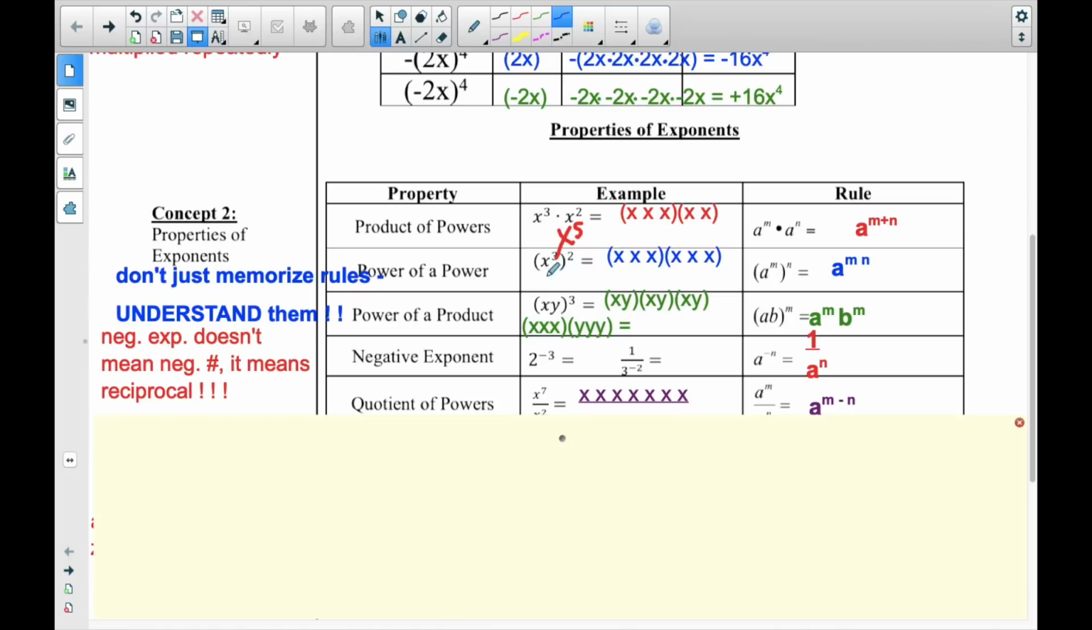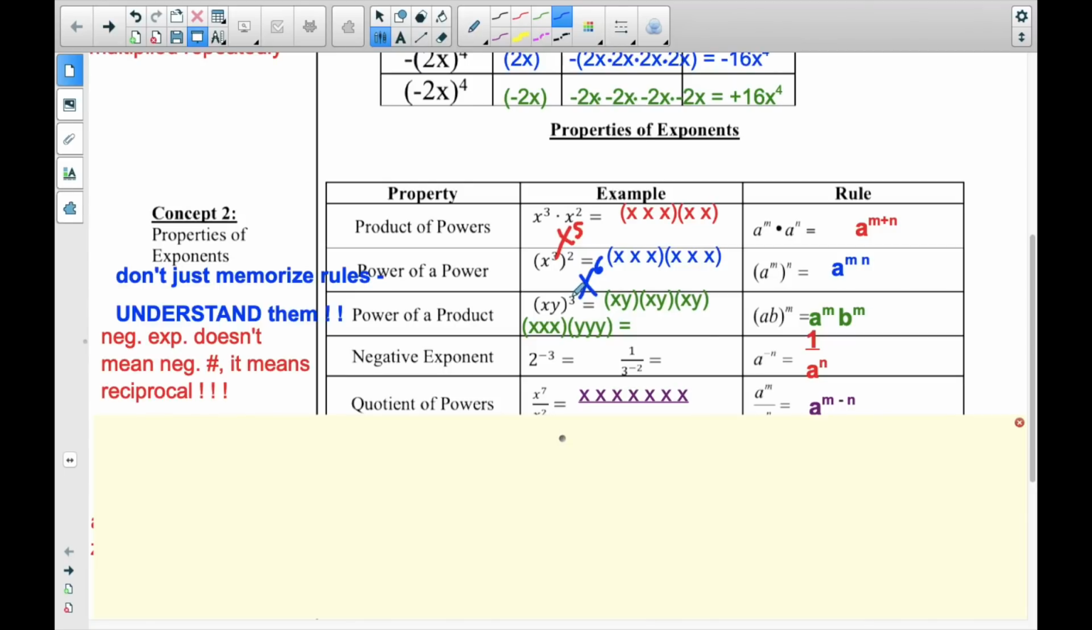And by a power of a power, I mean if we have x to the third and you take that to the second power, that means we're going to have 3 x's multiplied together times 3 more x's multiplied together, because it's multiplied times itself. And so in total, we have a total of 6 x's here. And so our answer on the rule is when you have that situation of a power, you multiply m times n.